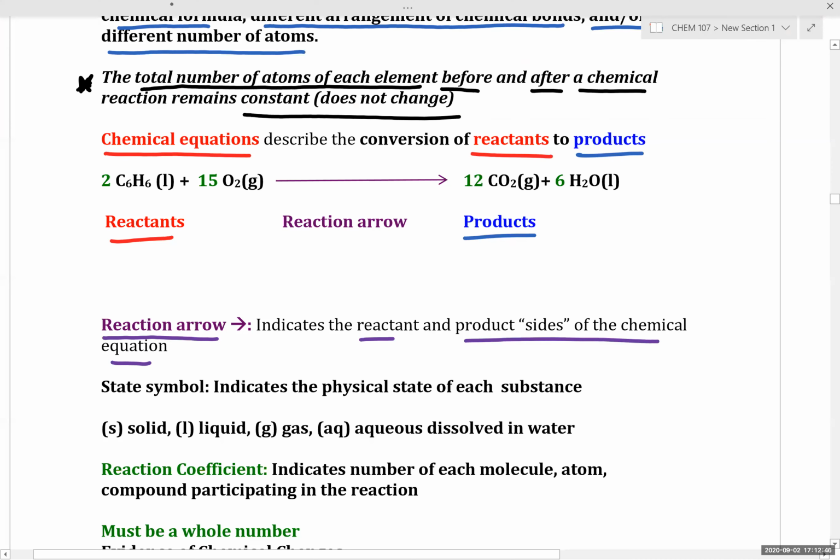Now, just like always, we also have our good old friends, the state symbols. The state symbols indicate the physical state of each substance. We'll learn more about the rules for assigning physical state, but for all of our elements, the physical states of most elements are pretty familiar to us. So you know oxygen, for example, is a diatomic gas from our last lecture.